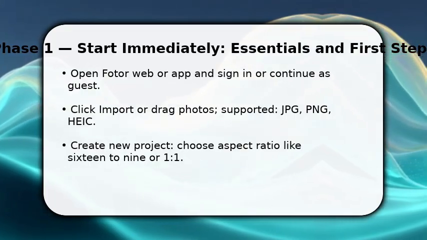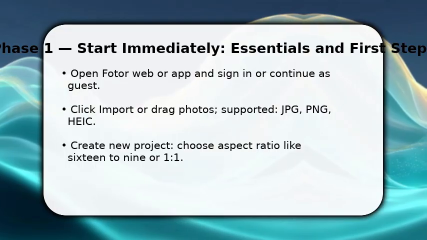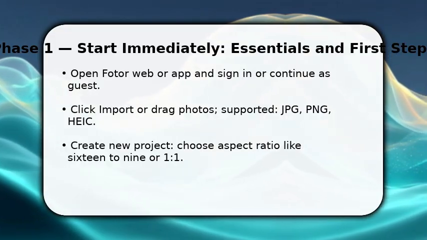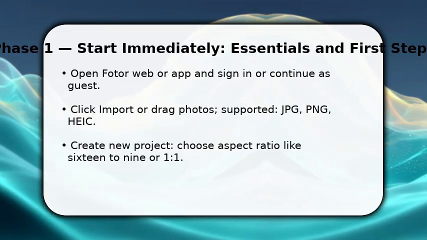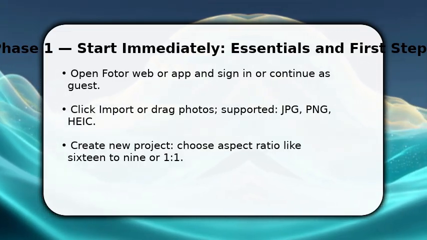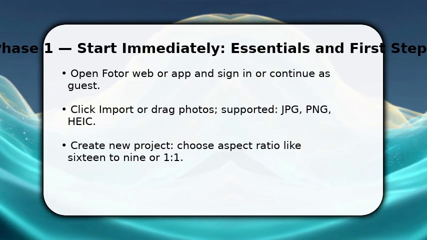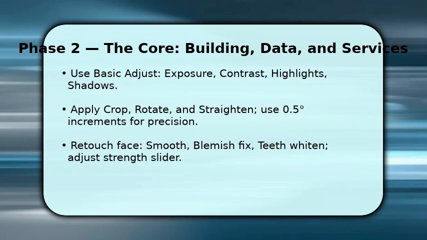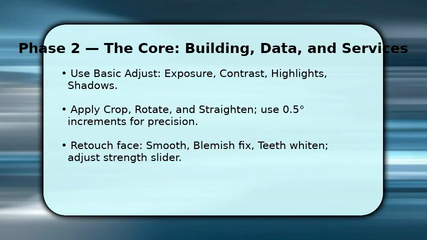Next, use the Auto Enhance for baseline correction so adjustments start from a balanced exposure. This first setup quickens every following step and prevents accidental over-editing when you move to detailed tools. Once you have a balanced base, dive into precise editing. You'll adjust exposure and contrast to recover detail and lower highlights while lifting shadows to balance tones.